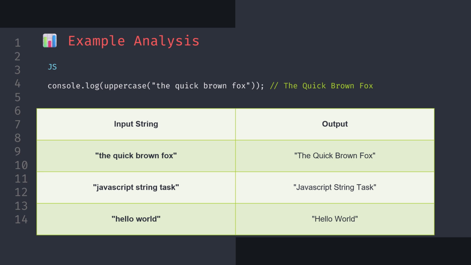Let's take a look at a few examples. We start with lowercase sentences like hello world or JavaScript string task. After running them through the function, each word begins with an uppercase letter. This approach works well with any sentence where words are separated by spaces.